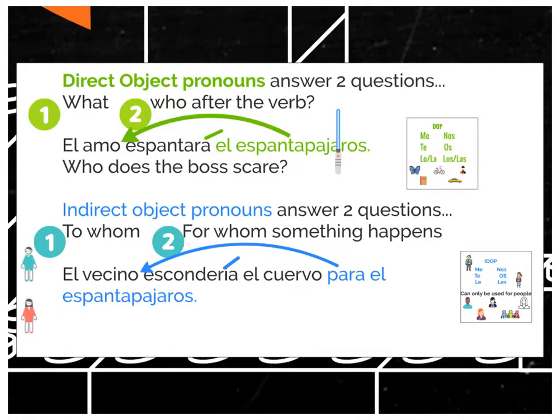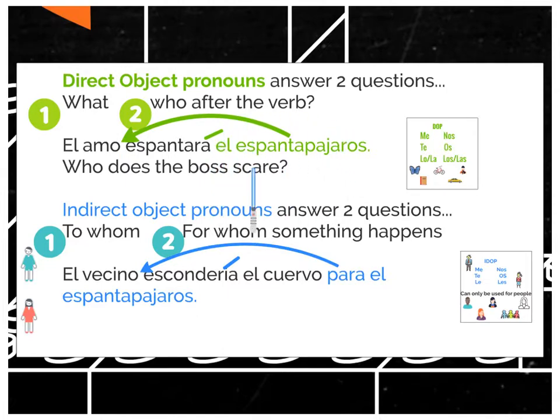These answer two questions, what or who after the verb. So I tried to keep this in the future tense because that's what we're learning. El amo espantará el espantapájaros. So my question here, first of all, the sentence says, the boss will scare the scarecrow. Who will the boss scare? The boss will scare the scarecrow.